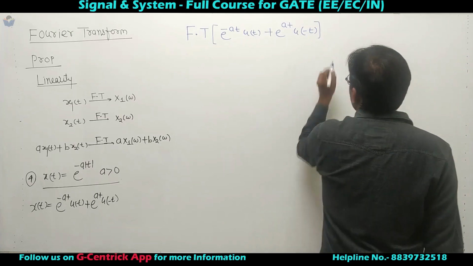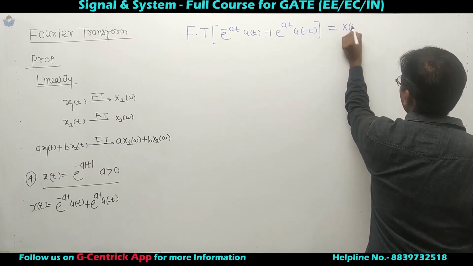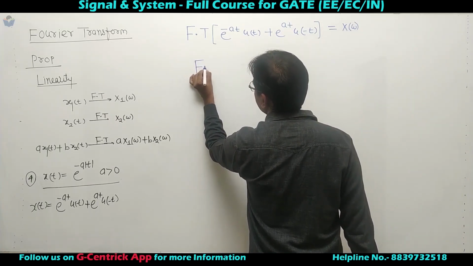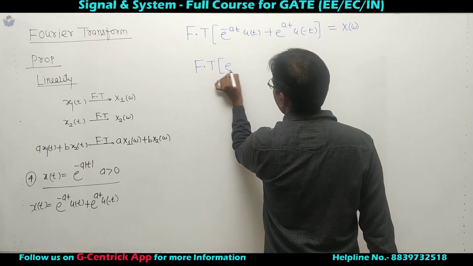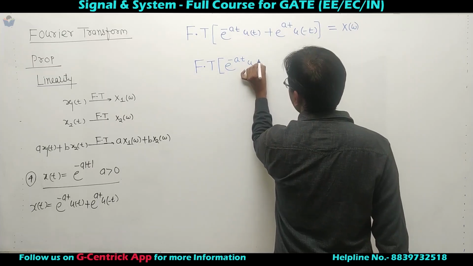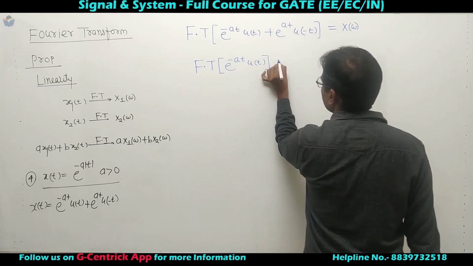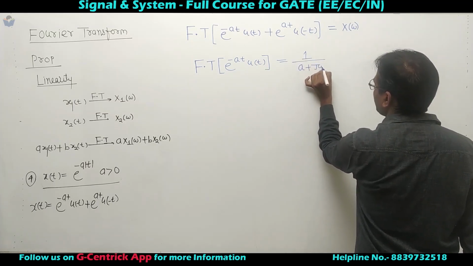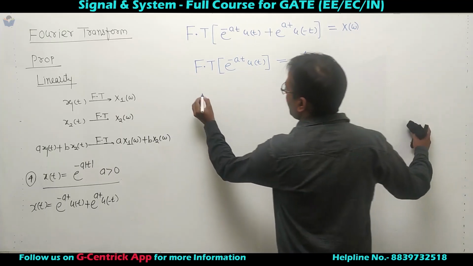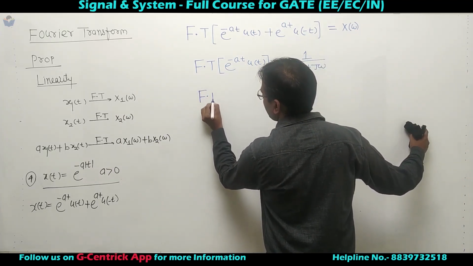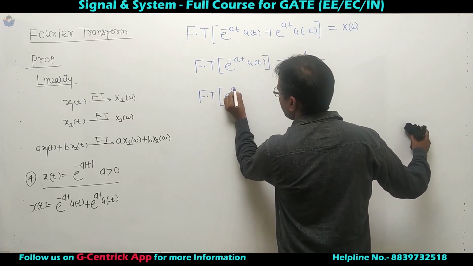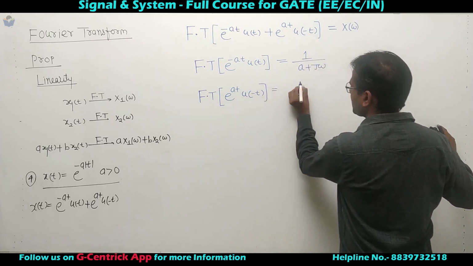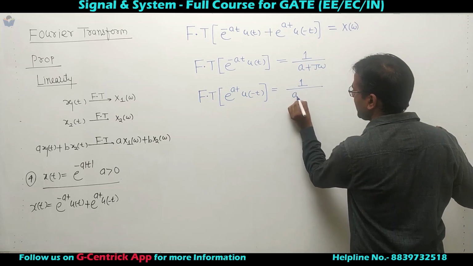So we are interested in the Fourier transform of this quantity. This will be my X of omega. So I can say the Fourier transform of e to the power minus a t into u of t is given by 1 divided by a plus j omega, as we have just seen, and the Fourier transform of e to the power at into u of minus t is 1 divided by a minus j omega.